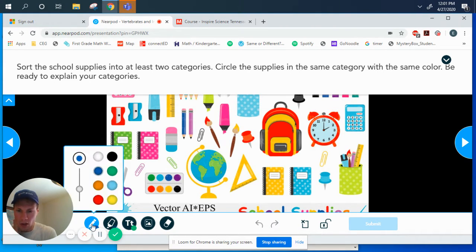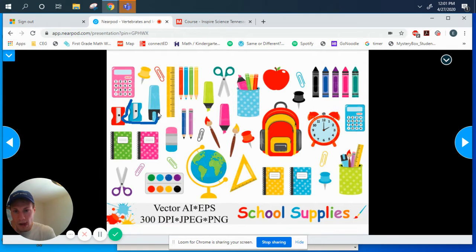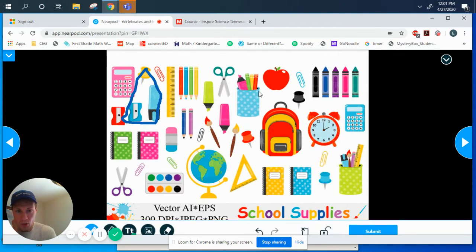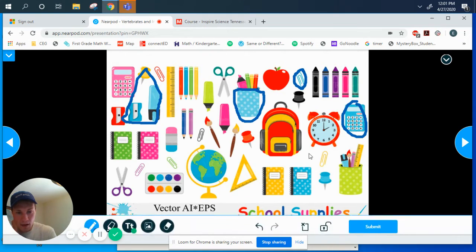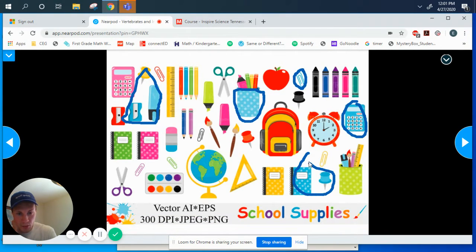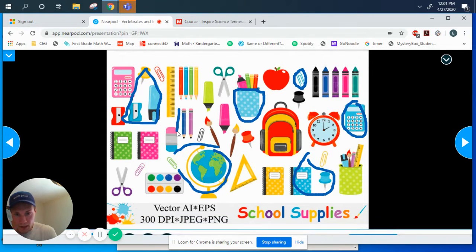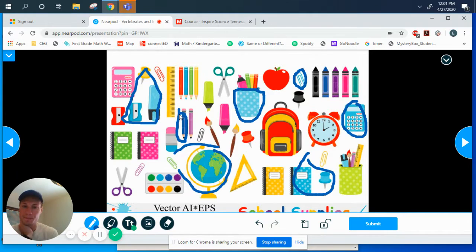So I'm going to start with blue. And I'm going to circle based on color. So all the blue things, these two right here, I'm going to say are in one group. This is in a group. Paperclip. These two are in a group. This pencil's in a group. Anything that's blue, I'm going to put in the blue group.